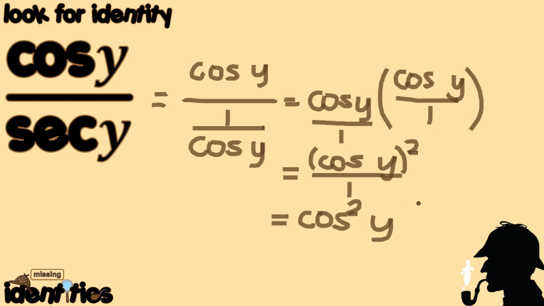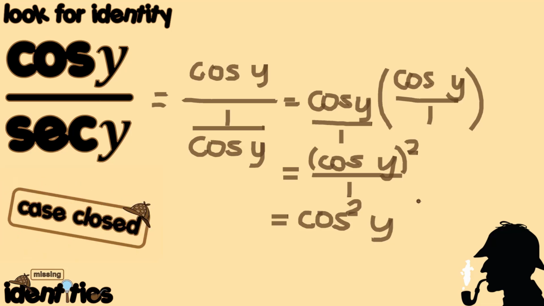This means that the identity equivalent to the quotient of cosine y and secant y is the square of cosine y, or also known as cosine squared of y. This case for missing identity is now closed.